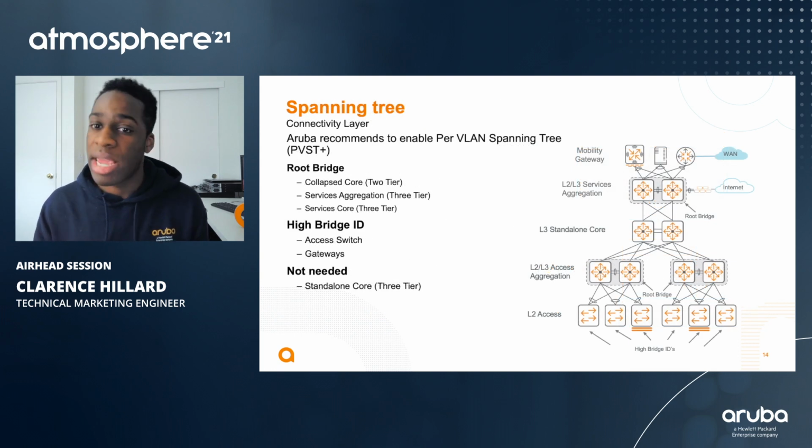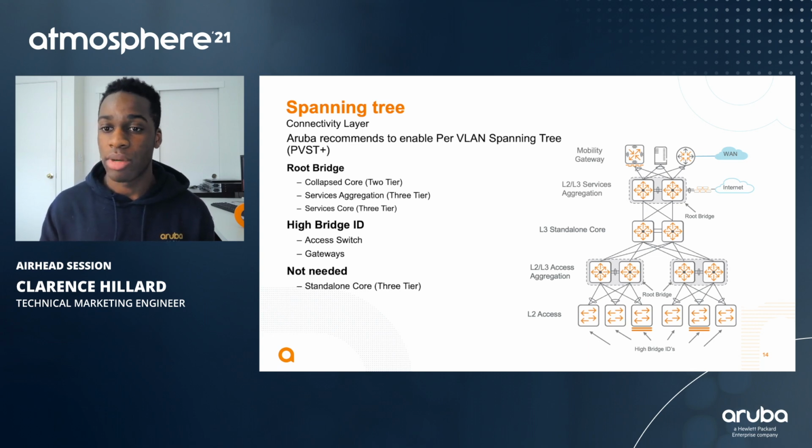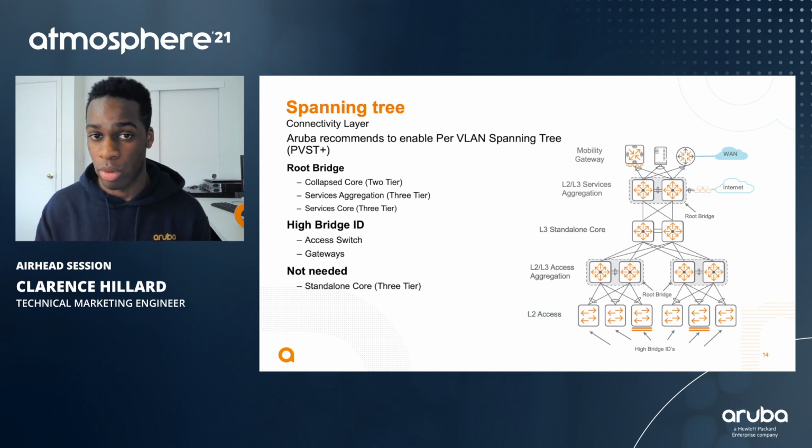So next up is spanning tree, one of the most hated things in the industry. Even though we're using VSX with MC-LAGs going down to our access switches, we do recommend that you enable spanning tree as a just-in-case mechanism. I'd rather have it on and be safe than sorry, just in case someone plugs in an access switch that has spanning tree on and isn't running LACP. You don't want it to create loops on your network.